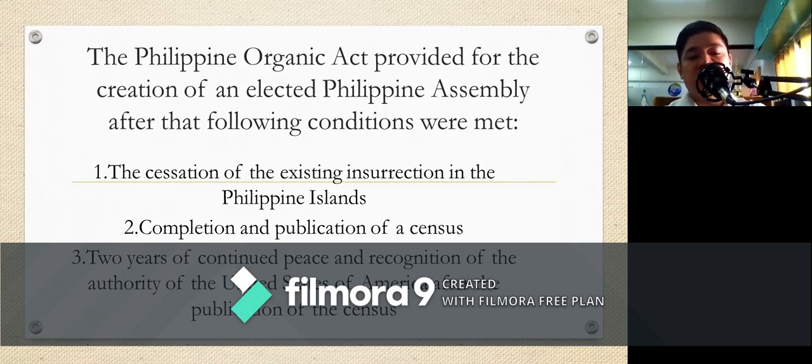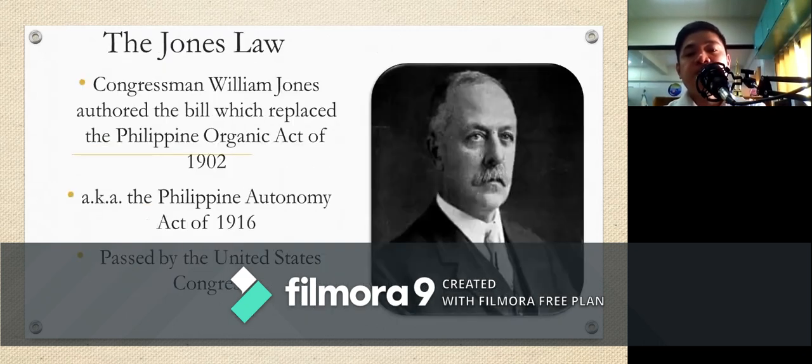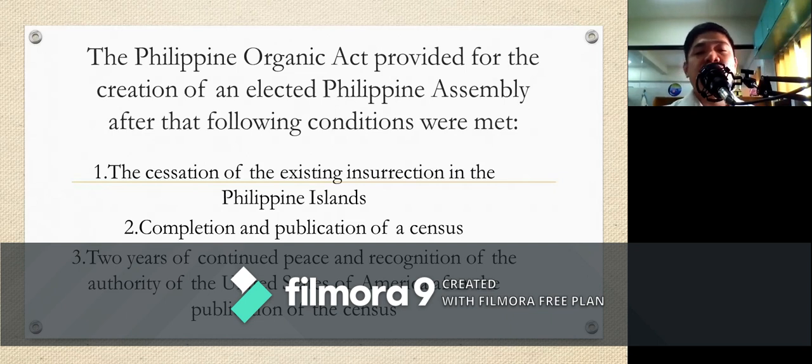So after the meeting of the assembly, legislative power shall then be vested in a bicameral legislature composed of the Philippine Commission as the upper house and the Philippine Assembly as the lower house. The supervision of the islands was assigned to the War Department's Bureau of Insular Affairs.